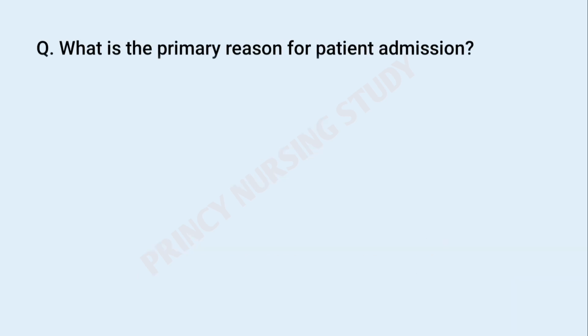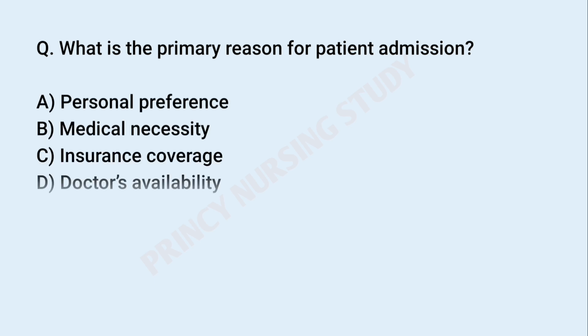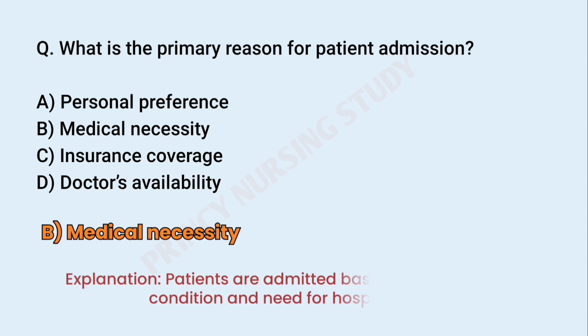Next question: what is the primary reason for patient admission? Correct answer is B. Medical necessity. Patients are admitted based on their medical condition and need for hospital care.